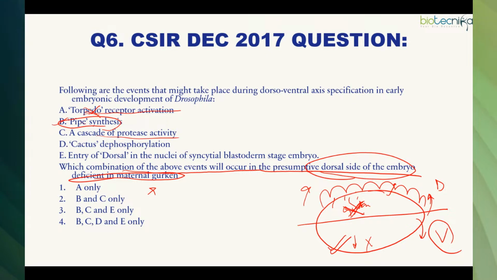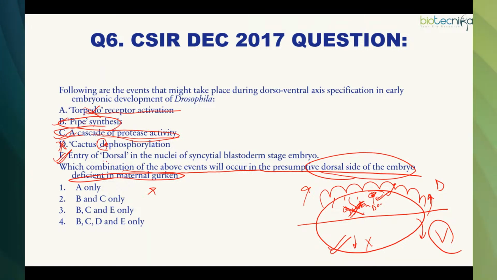Pipe protein means a cascade of protease activity will also be there. One by one, each of the molecules will be cleaved, because of which Pelle will be activated. And because of that, cactus will be phosphorylated, not dephosphorylated. So D is not correct. It's written dephosphorylated. Cactus will be phosphorylated in the dorsal side so that it can be degraded. Then only dorsal will be free to enter the nucleus. Right. So D is not correct.